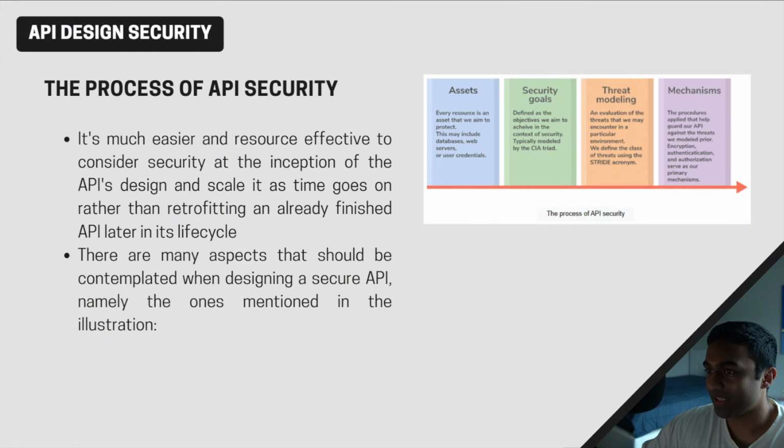There are also mechanisms. So these are the procedures applied that help us guard our API against the threats that we modeled prior. So we use encryption, authentication, and authorization as our primary mechanisms.